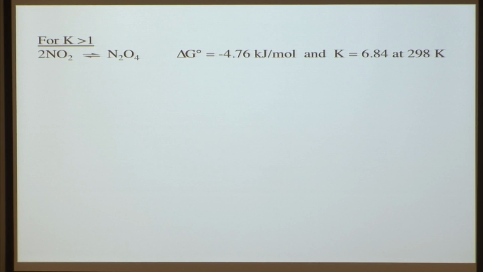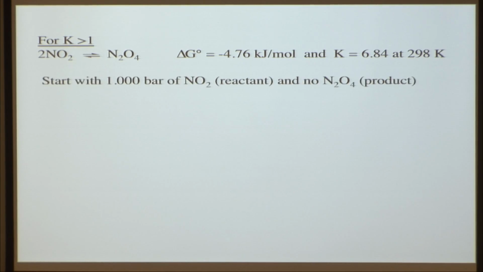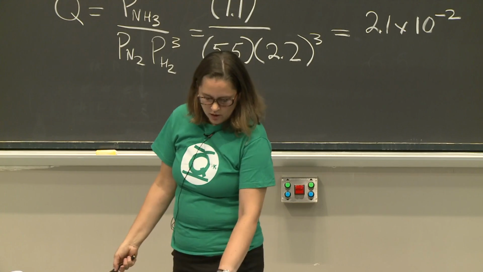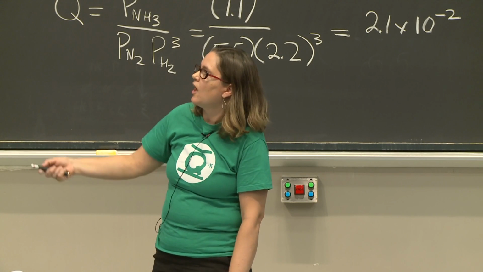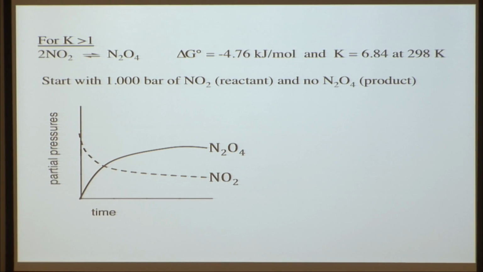All right, so let's do an example here. So here is an example where K is greater than 1. It's actually 6.84 at room temperature. You have a delta G naught of minus 4.76 kilojoules per mole, 2 NO2 molecules going to N2O4. So we're going to start with 1 bar of our reactants and no products. So we can look at what that's going to look like in our plot of concentration versus time. And here the concentration is indicated as partial pressure, which is one type of concentration.